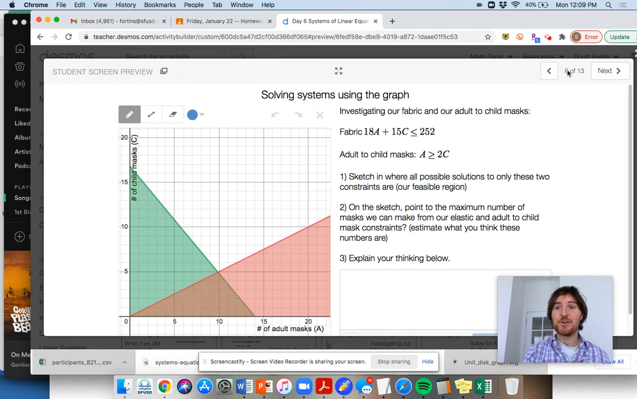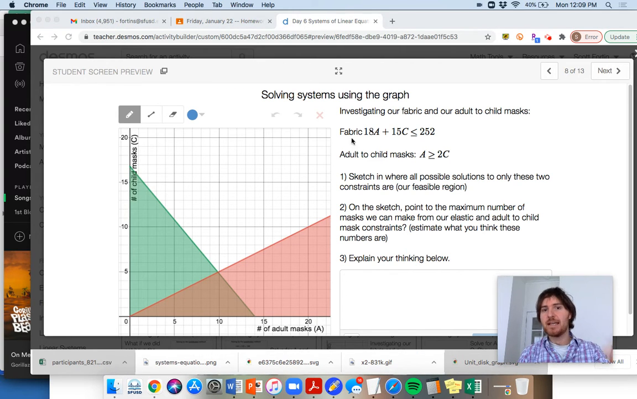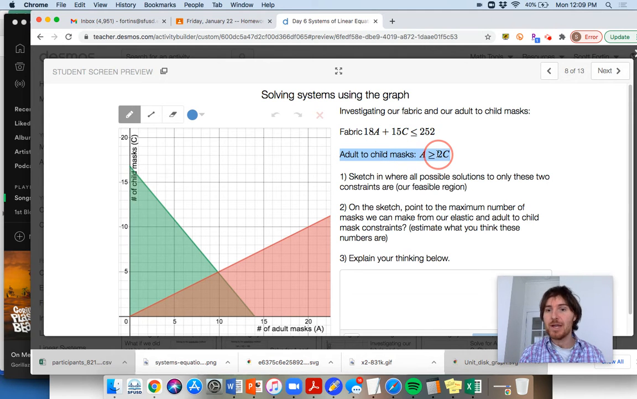I'm filming this video here, taking you through slides 8 through 12. Slide 13 is just your reflection. So, anyways, we'll get to this one in a second. We're going to look at the fabric and the adult to child masks constraints. And we're trying to figure out, right, solve for that little point of intersection because we're really interested in the corners of the feasible region.